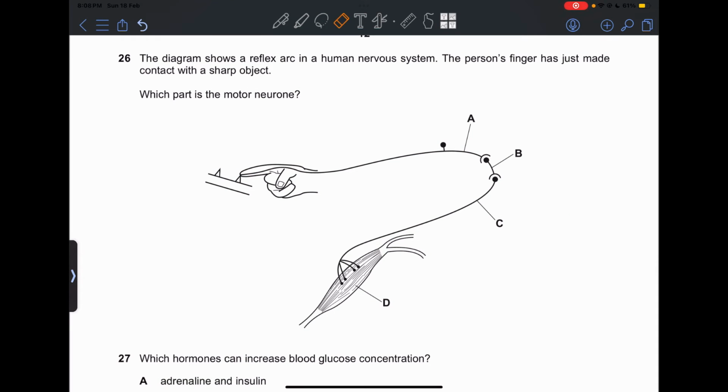26. The diagram shows a reflex arc in a human nervous system. The person's finger has just made contact with a sharp object. Which part is the motor neuron? So actually it is going to be C, because it is closer to the muscle over here.